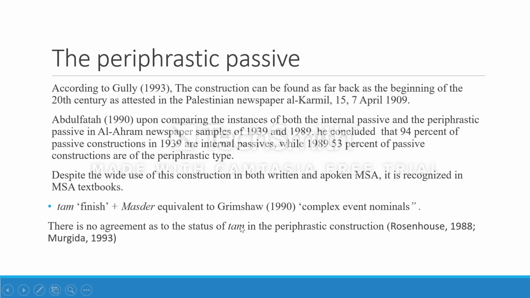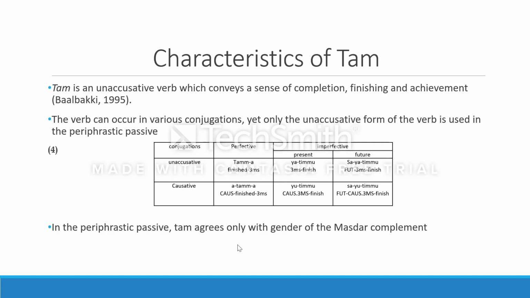This form of passive consists of the auxiliary tem plus a masdar, which is equivalent to Grimshaw 1990 complex event nominals. Tem in its original sense is an accusative verb that conveys the meaning of completion, finishing, or achievement. While the verb can undergo different conjugations, only the unaccusative form of the verb is used in the periphrastic passive. Tem is also inflected for gender to agree with its complement.